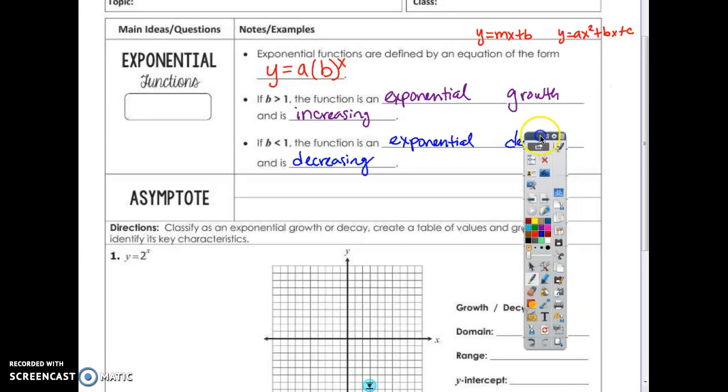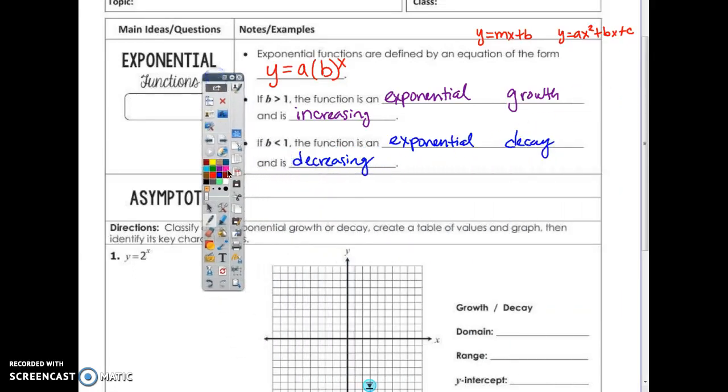Okay, and some of you have seen these functions before, these graphs. This is what an exponential growth looks like. It just goes up. And this is what an exponential decay looks like. It goes down. Okay?